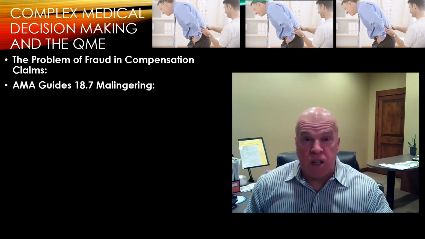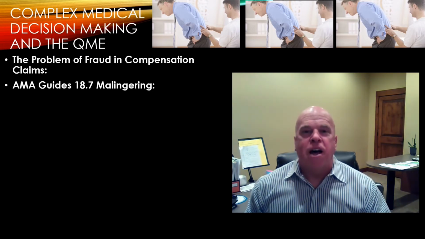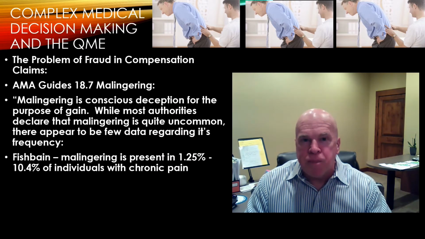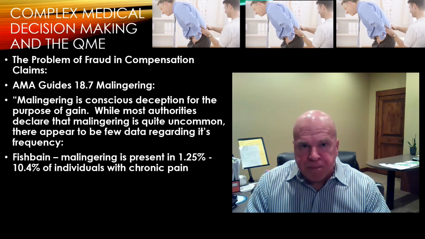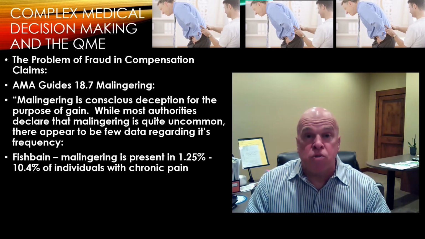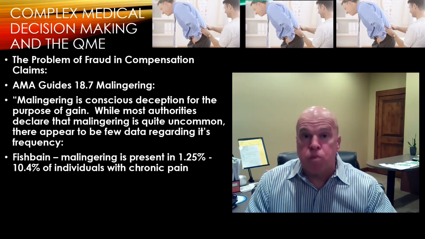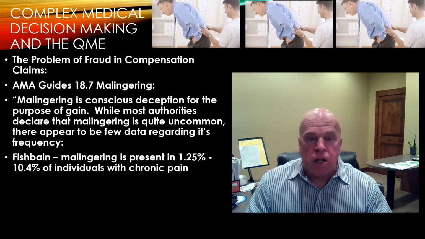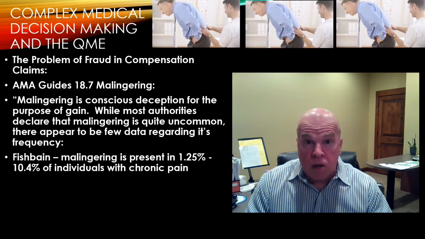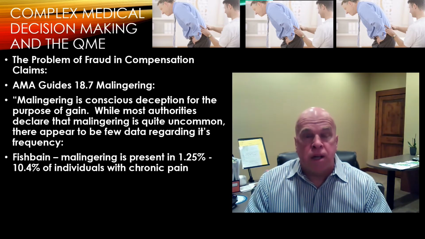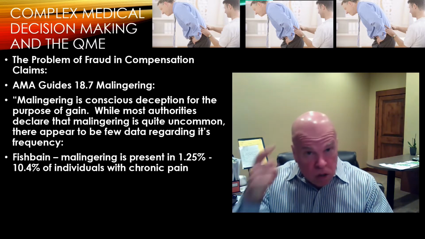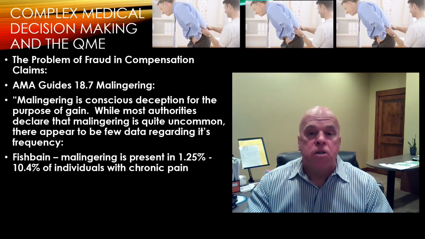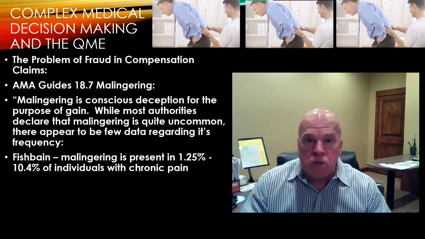So this comes in the very last section of the very last chapter of the book. And the guides tell us that malingering, and this is what claims administrators are concerned about in these post-employment cumulative trauma claims, they're concerned about fraudulent claims. So what do the guides have to say? They tell us that malingering is the conscious deception for the purpose of gain.